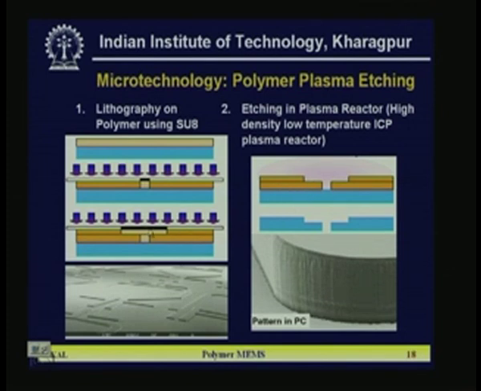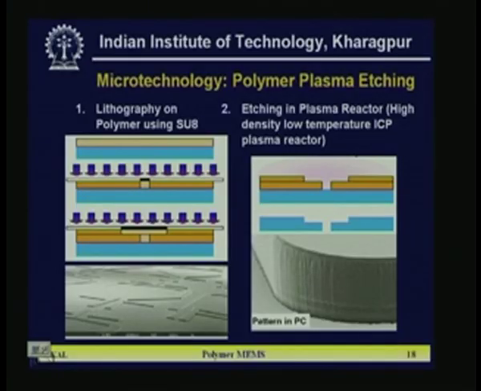And this can also be fabricated using the plasma reactor, a high density low temperature ICP plasma reactor. That is also possible for removal of certain resist through a mask, SU8 resist, and polymer resist can also be etched using reactive etching with certain plasma gases inside a plasma reactor. So, that is also used in some of the fabs where the polymers are patterned using plasma technology.